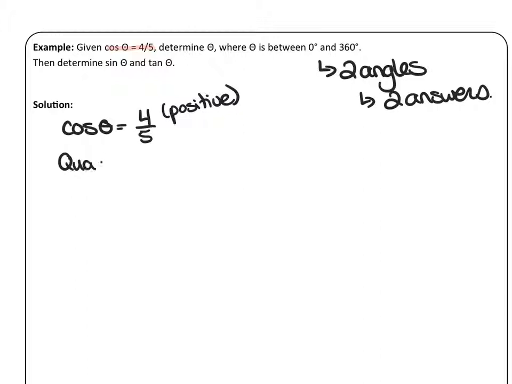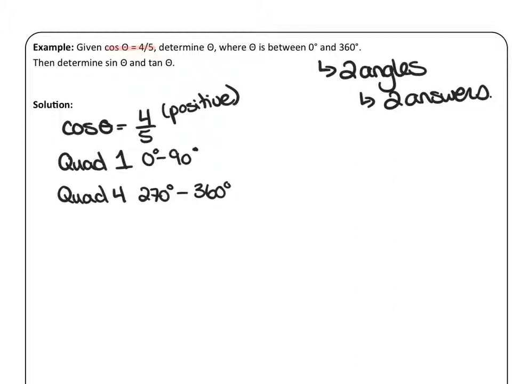which is 0 to 90 degrees. And it's also positive in quadrant 4, which is 270 to 360. So not only do I know that I have two angles or two answers, I know that one of those angles is going to be between 0 and 90, and one of them is going to be between 270 and 360.